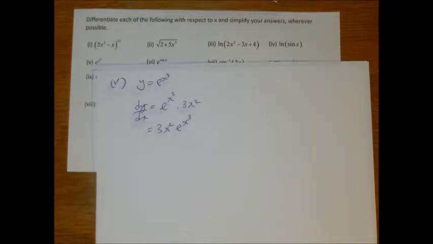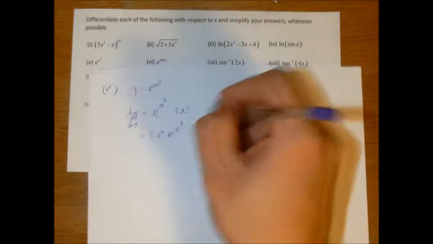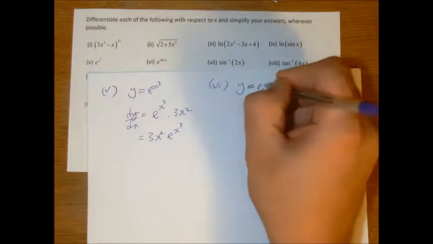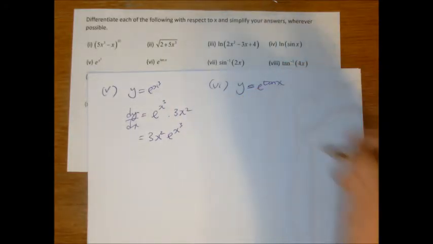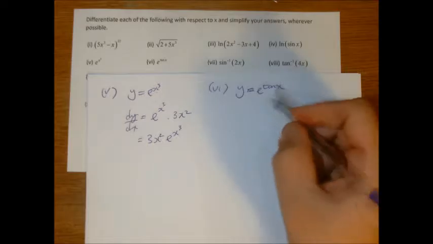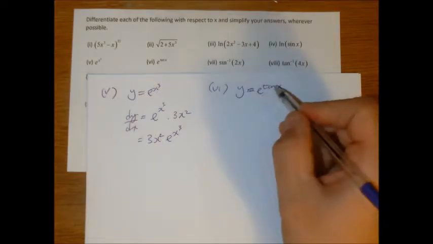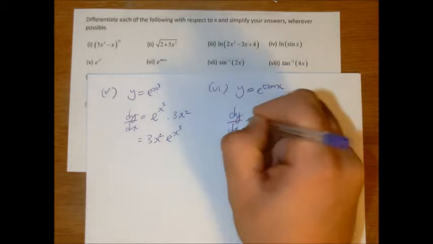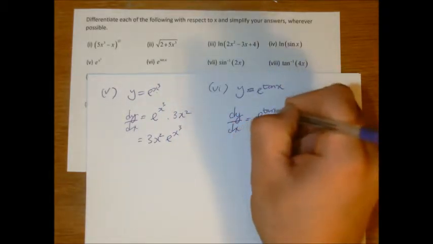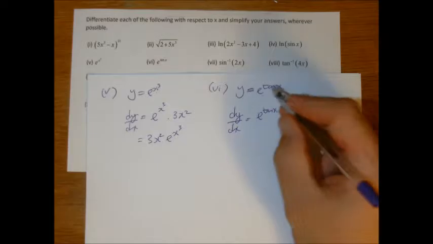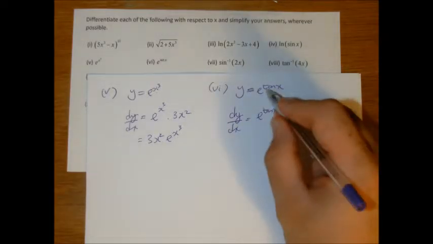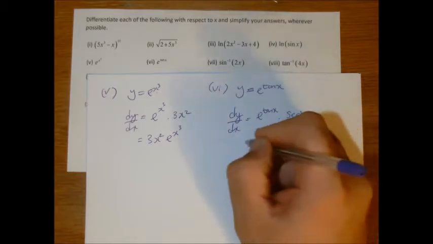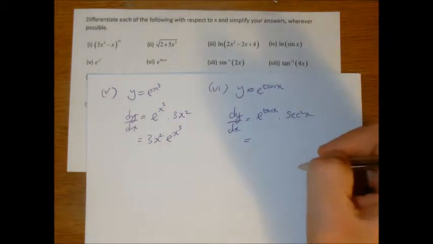Part 6, you've got y equals e to the tan x, okay, again, function of a function, e is the outside function, tan x is the inside function, so differentiate e, it just stays the same, and then times it then by the derivative of this inside function. Differentiate tan x, if you remember, of course, it becomes sec squared x. Okay, so there's your answer, you could even leave it like that, right?